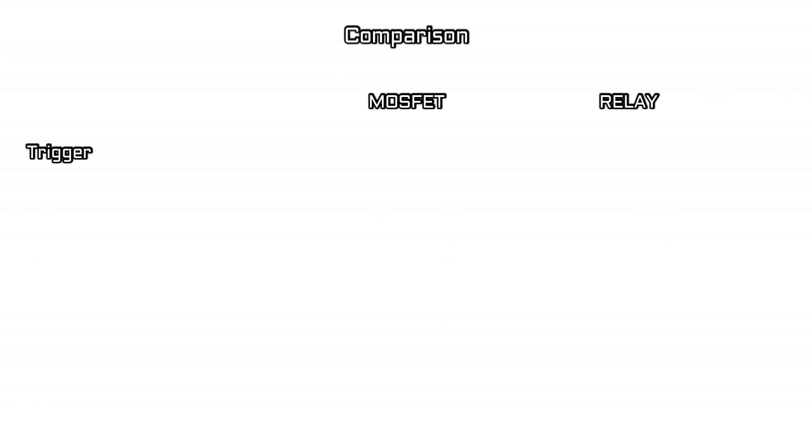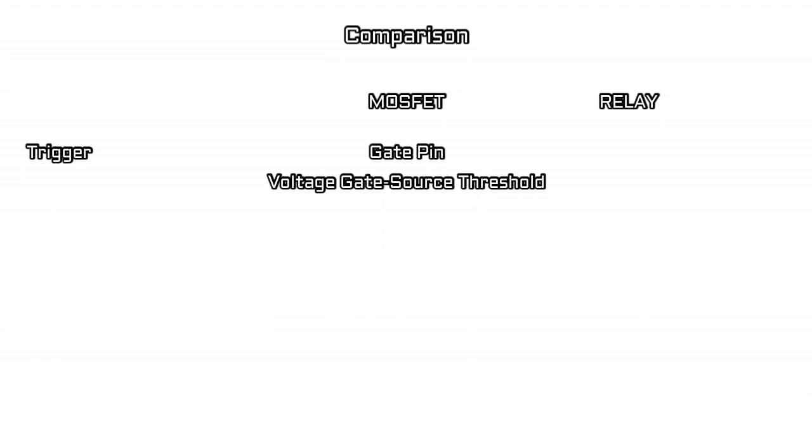Now let's look at the trigger side. Trigger voltage for MOSFET comes into the gate pin. MOSFET has a gate-source threshold voltage, or VGS. It's the voltage at the gate pin minus the voltage at the source pin. For example, VGS is 2 up to 4 volts. Less than 2 volts, MOSFET is off, and more than 4 volts, MOSFET is on.